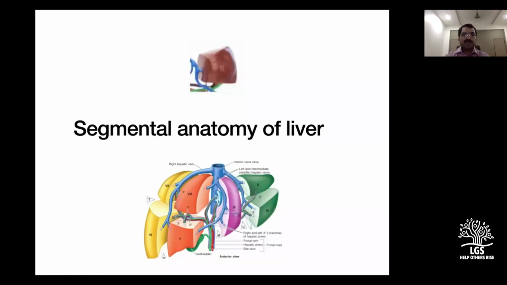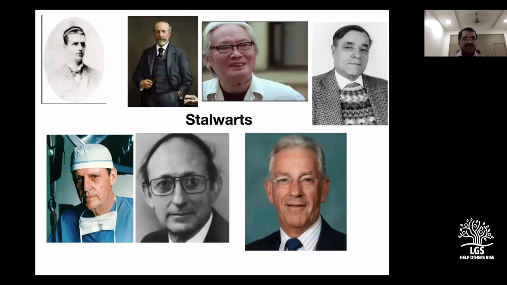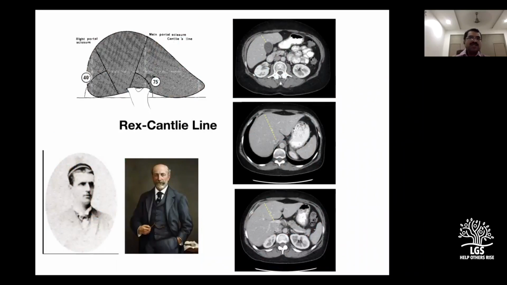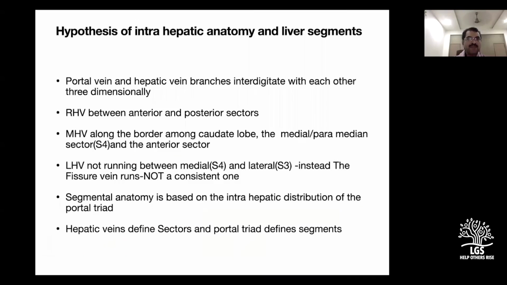So coming to the important topic, the segmental anatomy of liver. These are the stalwarts, the upper picture: Hugo Rex and James Cantlie, then Tôn Thất Tùng, then Couinaud, Starzl, Henry Bismuth, Russell Strong. So this is the Rex-Cantlie line. You can see on the left side the Rex-Cantlie line. It's a line representing the main portal fissure. The right side picture shows the CT drawing of the Rex-Cantlie line.